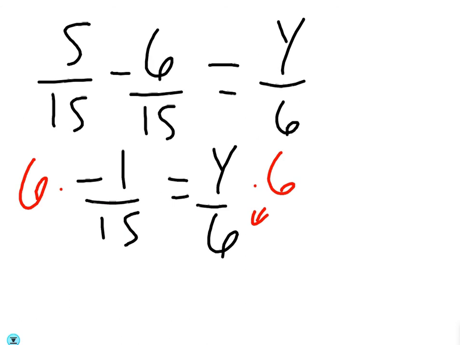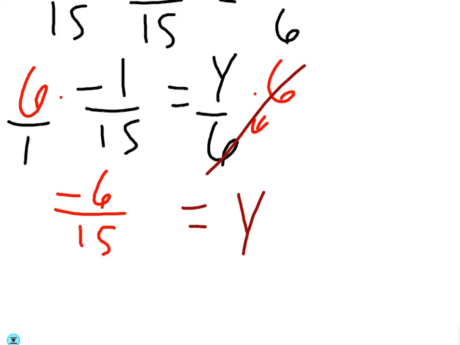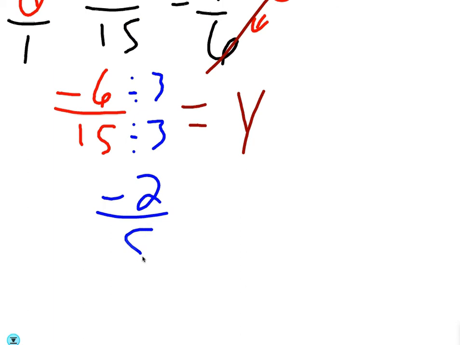Yeah, that's right. So the 6's cancel. We get y on the right side. What's 6 times -1 over 15? You guys like to do this. You put this under 1, right? So it becomes what? Good, -6 over 15. Now, that's not the final answer. Why? Because it can be simplified. Good. Divide it by what? 3. Good. -2 over 5.